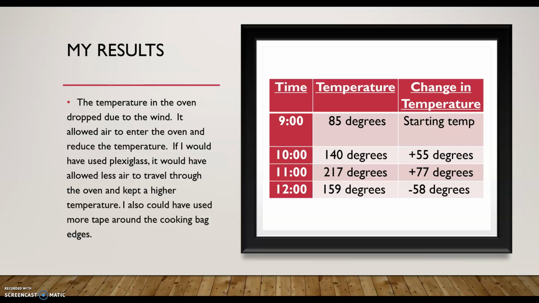Here are my results, and if I would do this again, I would use the plexiglass because it would have allowed less air to travel through the oven and kept it at a higher temperature. I also could have used more tape around the cooking bag edges. And at the end, the result was the temperature in the oven actually dropped because the wind picked up and the wind could get in.